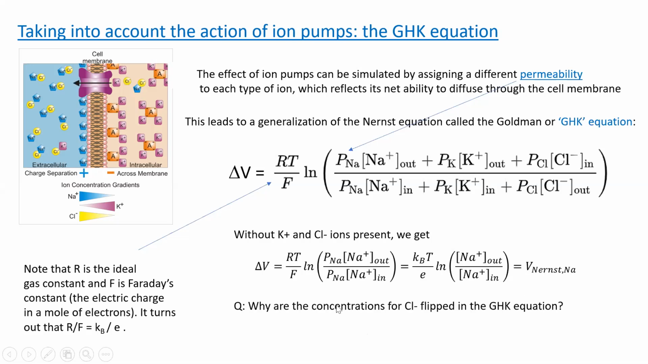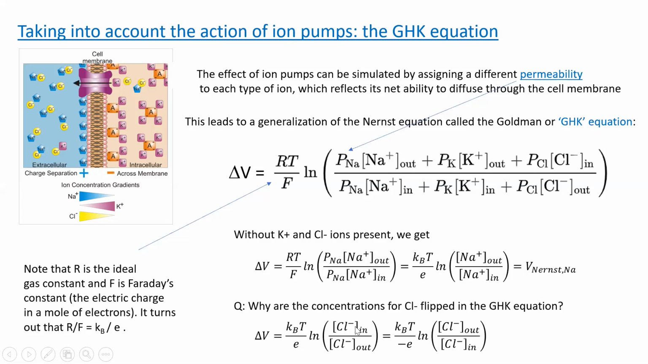And then here's the question, why are the concentrations for chlorine flipped here? That is, for sodium and potassium, we have out on top and in on the bottom, whereas for chlorine, we have in on top and out on the bottom. Well, if we ignore sodium and potassium, we get delta V, the membrane potential, is kB T over E times log of Cl in over Cl out. But notice that the charge here is not the charge on the chlorine ion. This is a positive number. We need a negative number here.